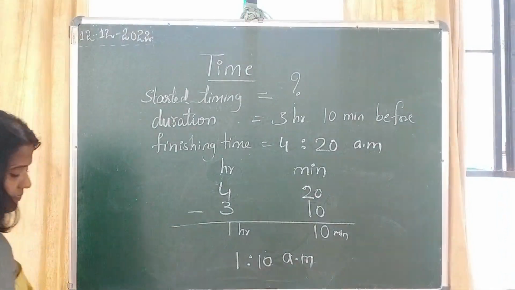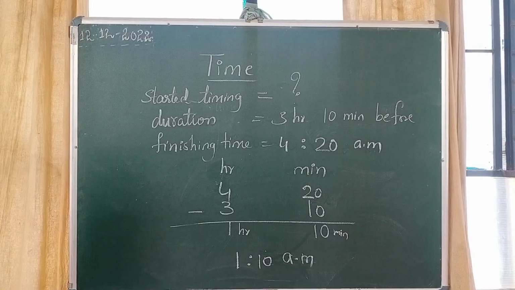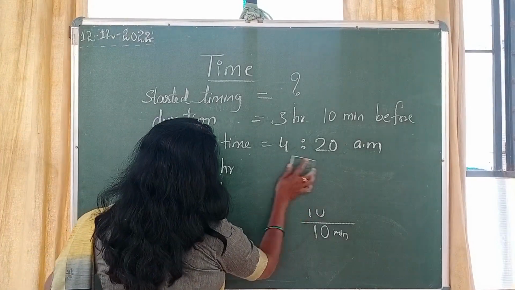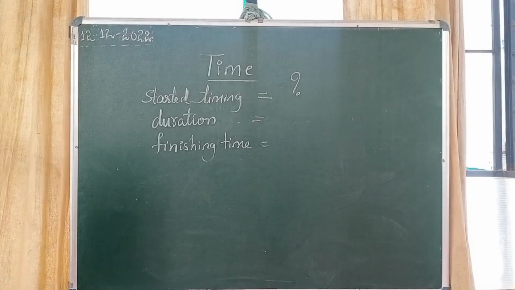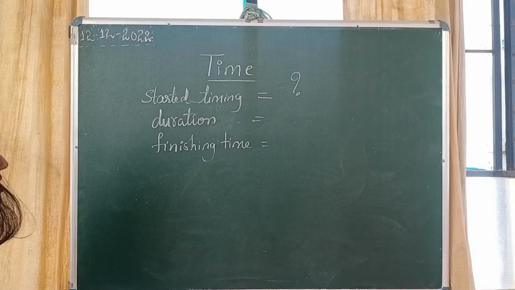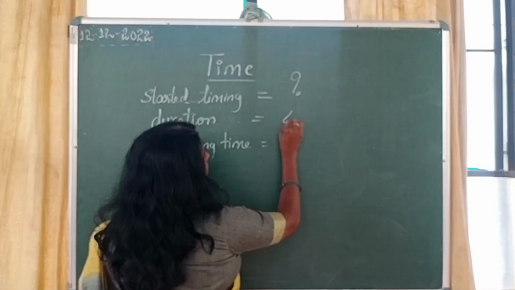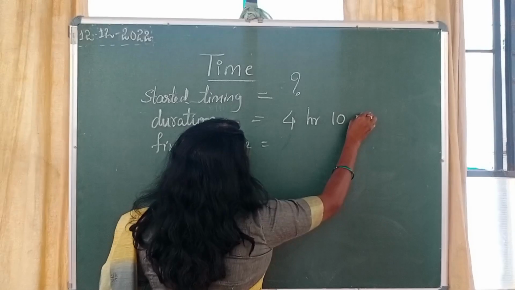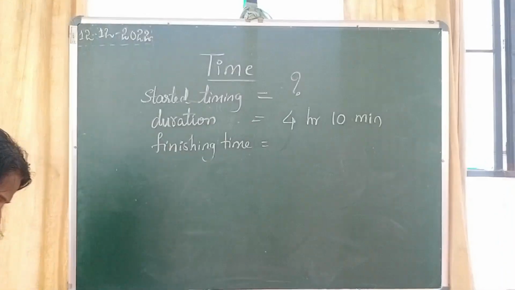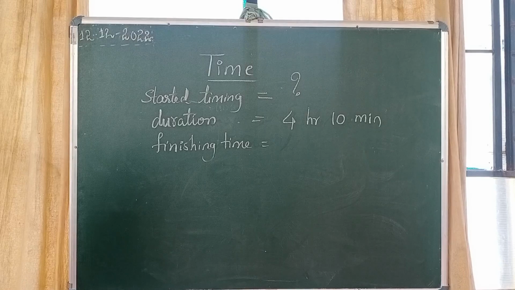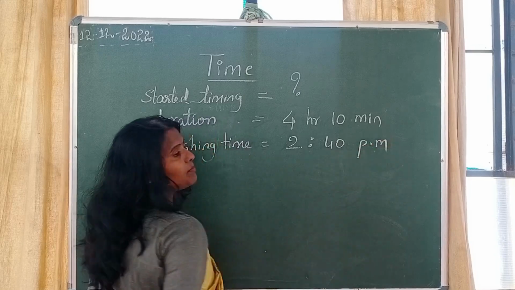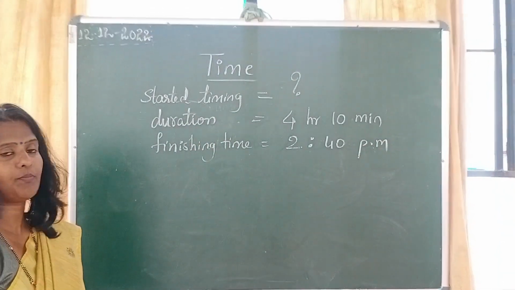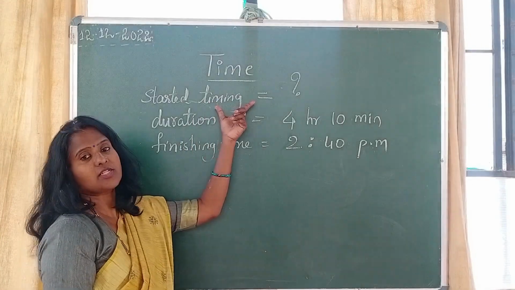Okay, next. One more question we will take. Here also we will find the starting time. Here they have given, he took 4 hours 10 minutes to draw the picture. At what time will he finish? He will finish at 2:40 p.m. See here, p.m. Now you have to find the starting time.